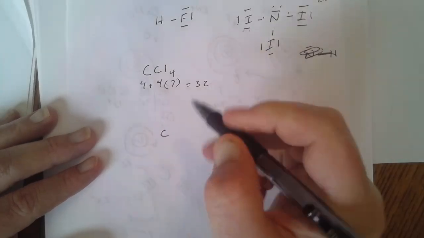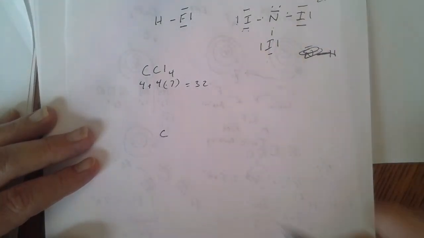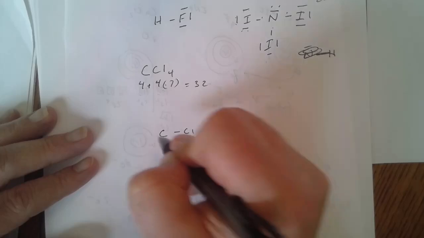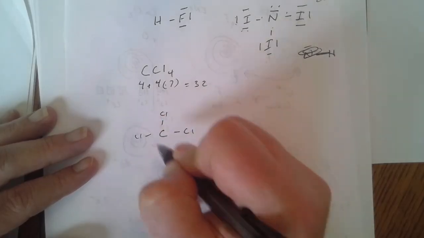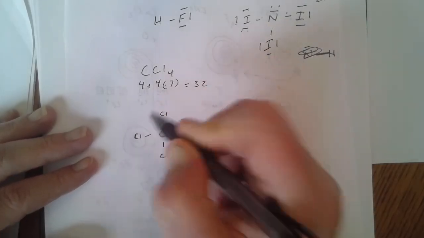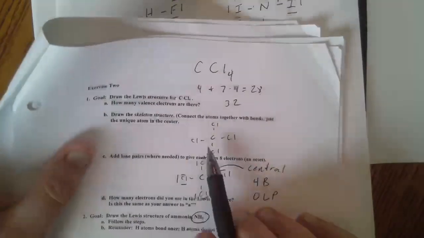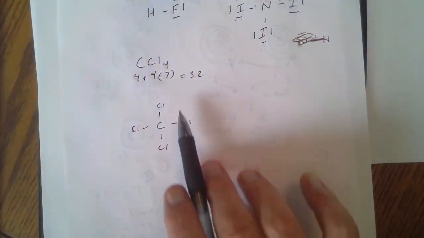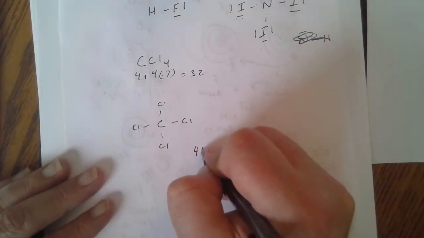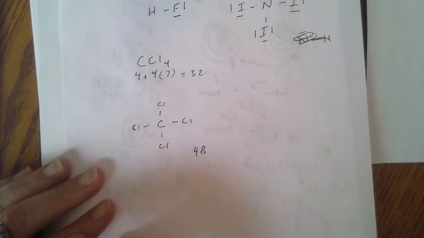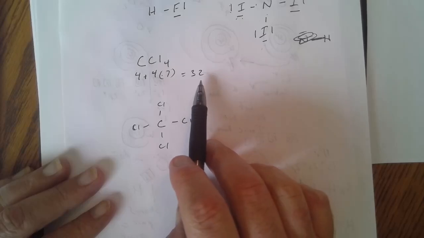We're going to put carbon in the center because it is unique. That's the term we use for something that's all alone. The chlorines will go around it. This is what's called a skeleton structure. It only includes the bonding electrons. So currently carbon has 4 bonds. We have a total of 32 electrons.